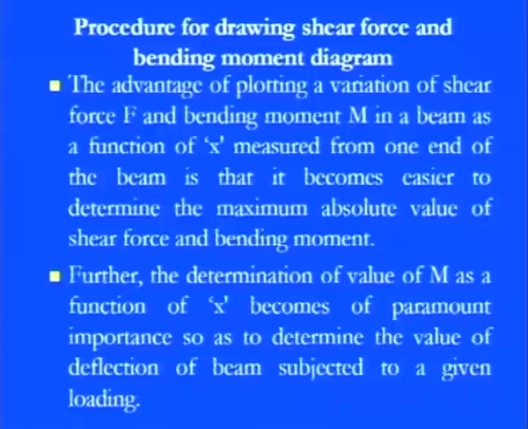That means the variation of shear force as well as the variation of the bending moment is varying with respect to x. So they are functions of x, because they do not have a constant value with x. So if I just want to plot the shear force F or bending moment M in a beam as a function of x, which is measured from one end of a beam, it becomes easier to determine the maximum absolute value of shear force as well as the bending moment.